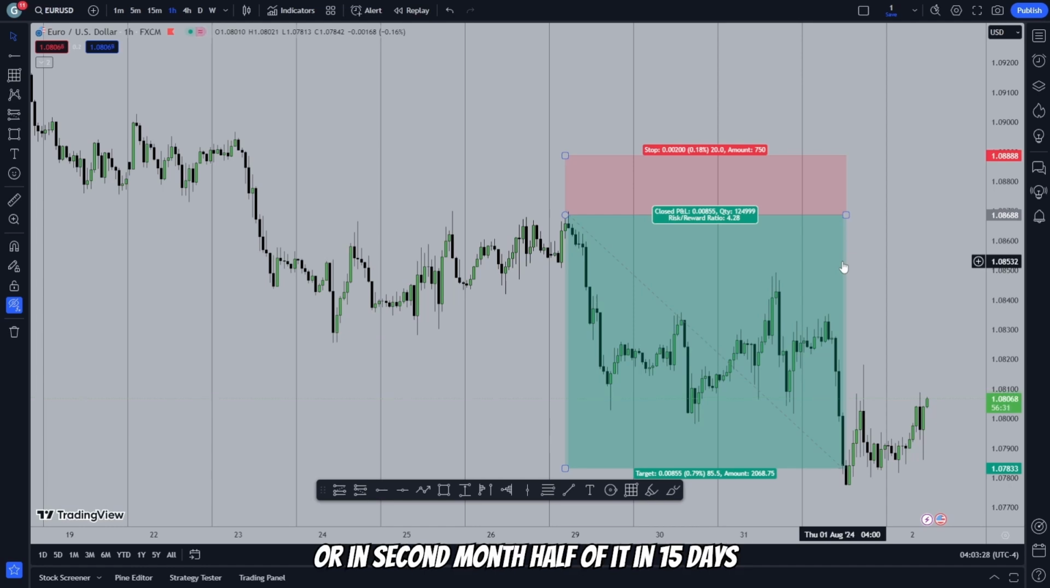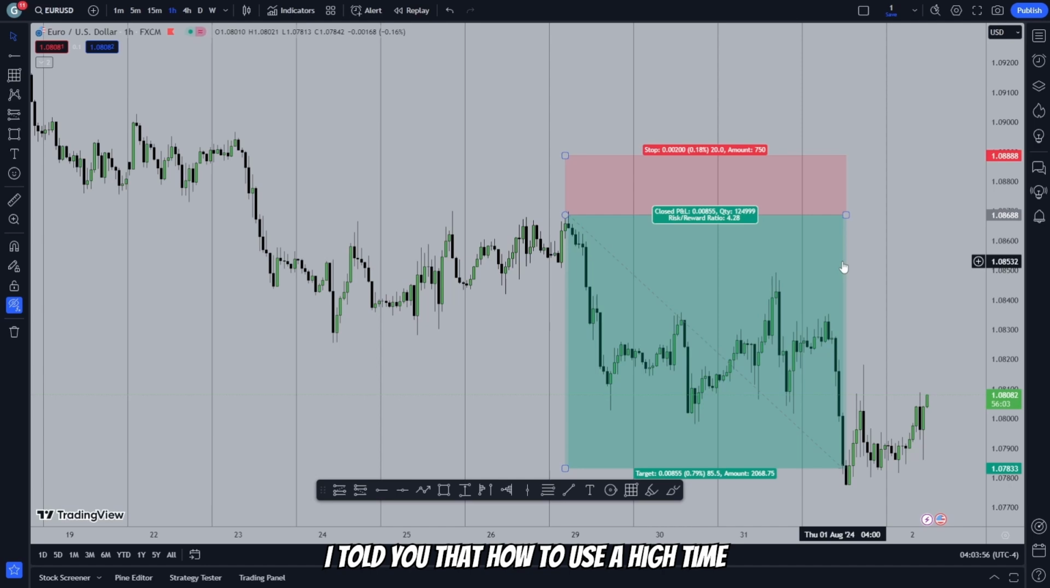Or in the second month, half of it in 15 days. In 2 or 3 weeks, you will pass phase 2 also, right? And after that, if you make 8% on the 100K account, it's 8K, right? It's $8,000, and you will get somewhere around 7,000. So that's why you should look for consistency, and you should look for consistently getting 1:2 or 1:3s. This is what I'm trying to explain.